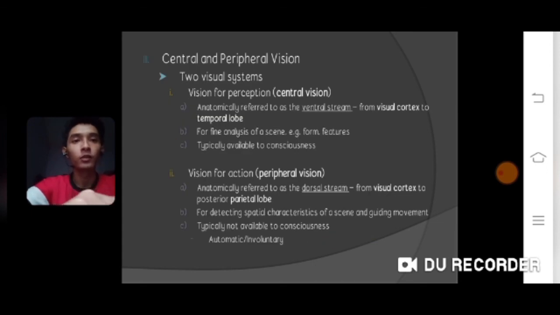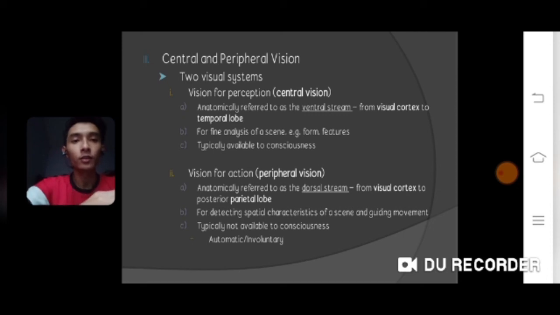Then central and peripheral vision also consist of two visual systems: the first one is vision for perception and the second one is vision for action. The first one, vision for perception, is called central vision. It is anatomically referred to as the ventral stream from the visual cortex to the temporal lobe. It is for fine analysis of a scene, such as form and feature, and is typically available to consciousness.